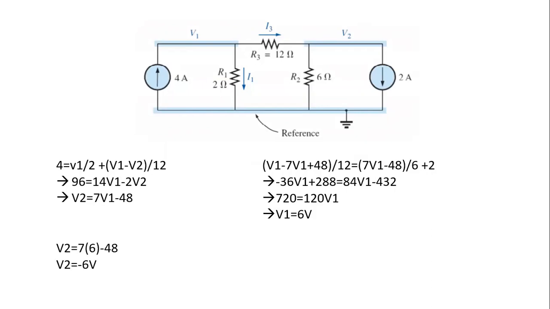You want to plug that back into your V2 value over there. V2 equals 7 V1, or 7 times 6 in this case, minus 48, and that gives you a value of V2 of minus 6 volts. And there you have both values that you wanted.